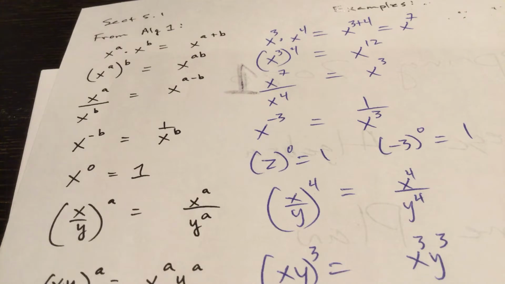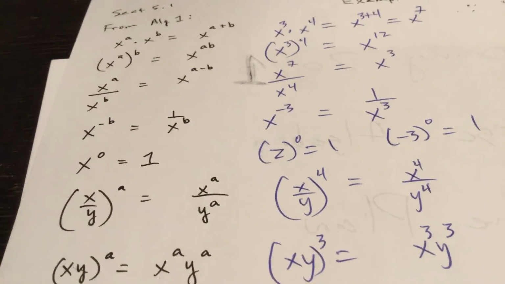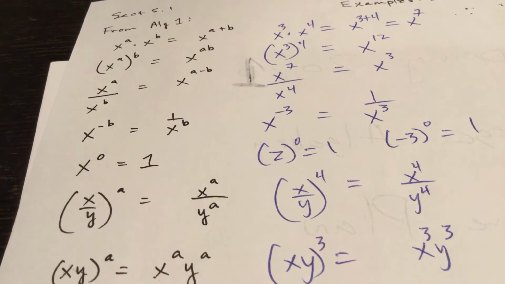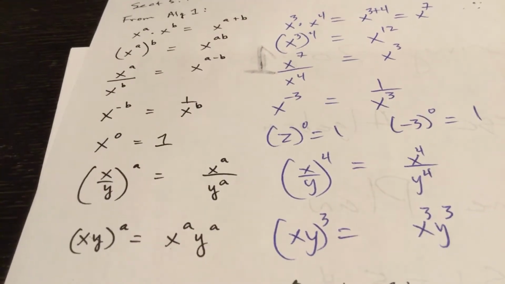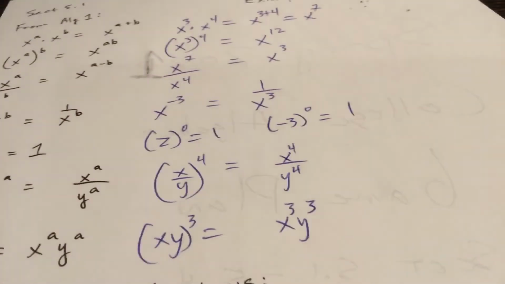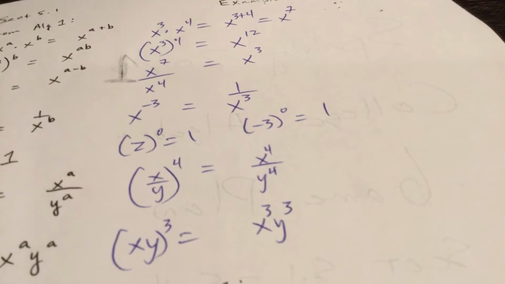Next one, we have a power to a power, exponent rule number 2. X to the third raised to the fourth is like having 4 straight x to the thirds. 4 threes give you 3 times 4, which is 12. We can multiply the exponents. We have division with the same base: we subtract the exponents, x to the 7 minus 4. If I had a negative exponent, I would write it as 1 over x to the third. Anything to the 0 power is 1.